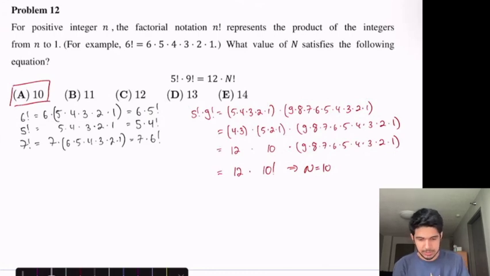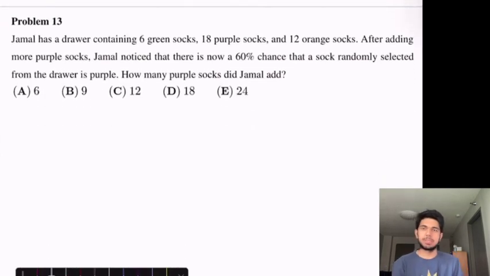Cool, let's move onwards. Question 13. Jamal has a drawer containing 6 green socks, 18 purple socks, and 12 orange socks. After adding more purple socks, Jamal noticed that there is now a 60% chance that a sock randomly selected from the drawer is purple. How many purple socks did Jamal add?